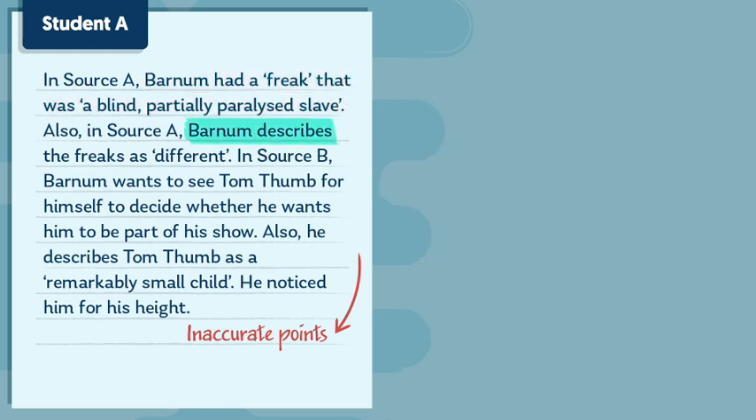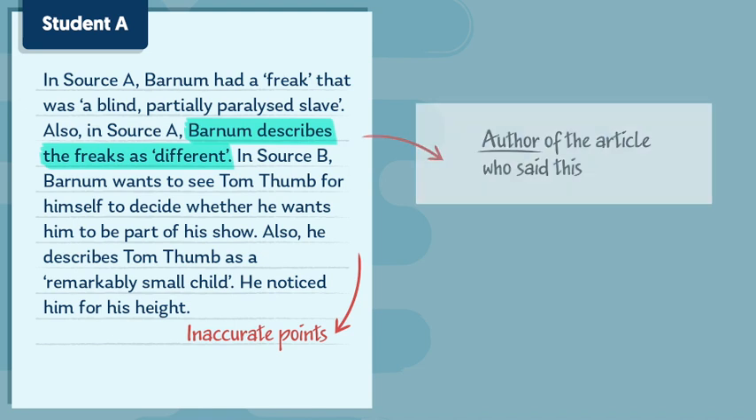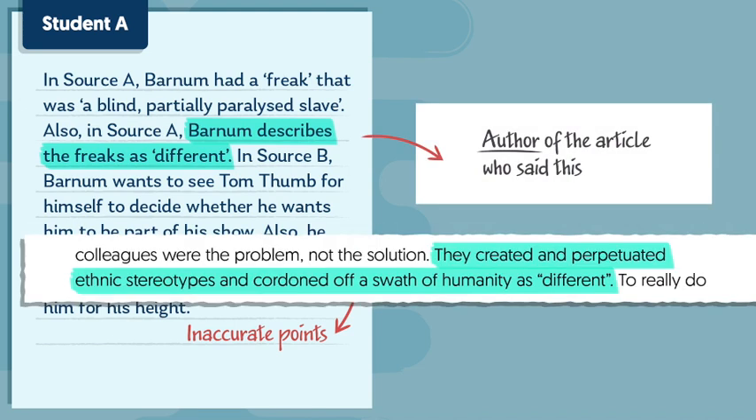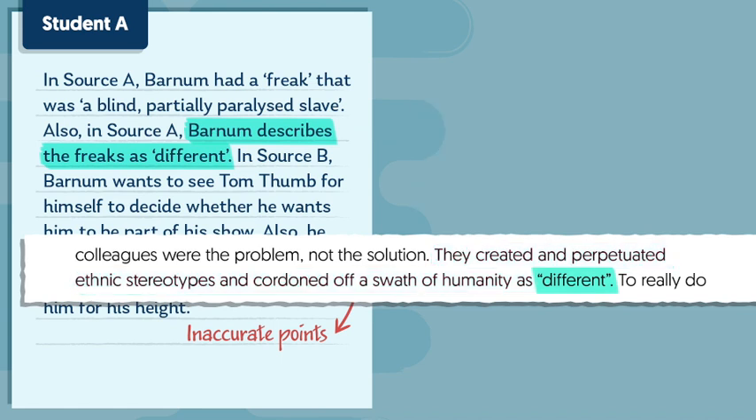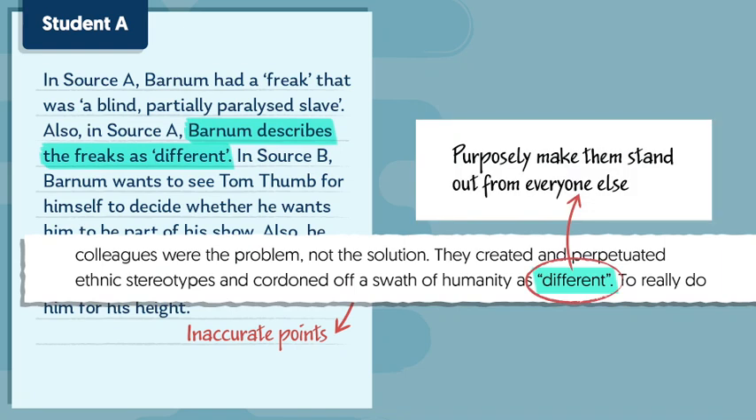Following this, student A states that Barnum described his freaks as different, when in fact it was the author of the article who said this, writing that Barnum and his colleagues created and perpetuated ethnic stereotypes and cordoned off a swath of humanity as different. The word different means something else in its given context. Here, what different actually means is that Barnum purposefully drew attention to people because of disabilities or their ethnicity to purposely make them stand out from everyone else.